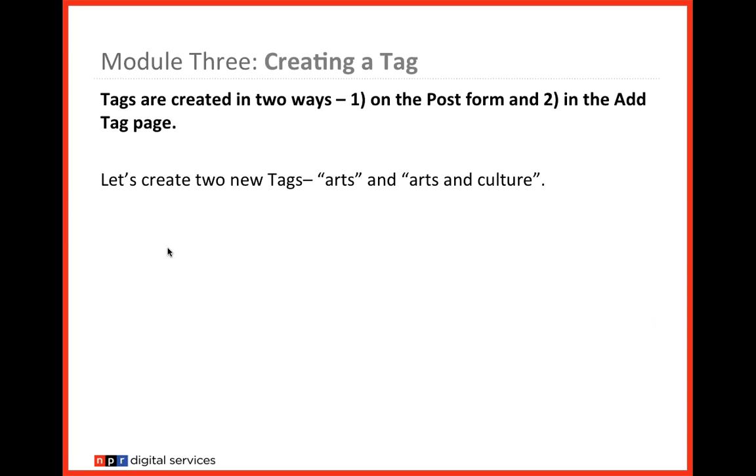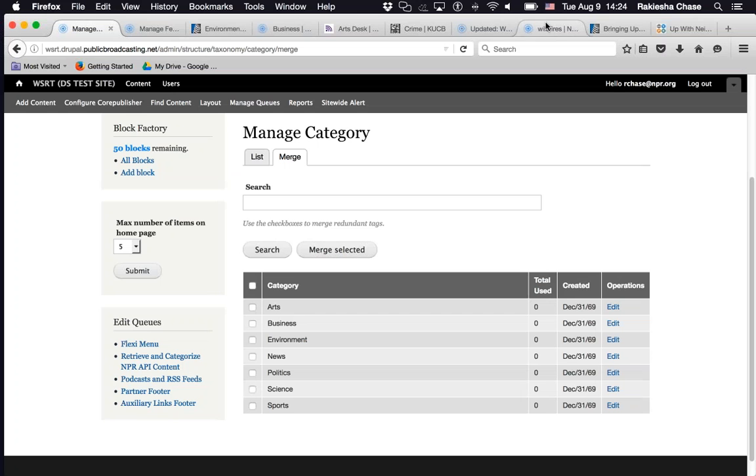So again, this is our exercise for module 3. So everyone's going to go into their Core Publisher sites and we're going to be creating 2 tags. The first tag is arts and the second tag is going to be arts and culture. So while everyone else is getting set up, I am going to do the same. I'm going to go into our site and we're going to create now some tags.